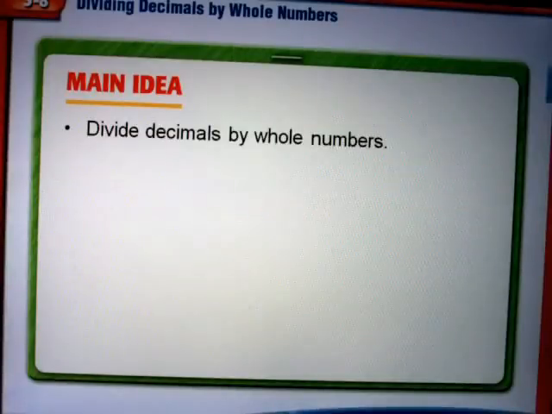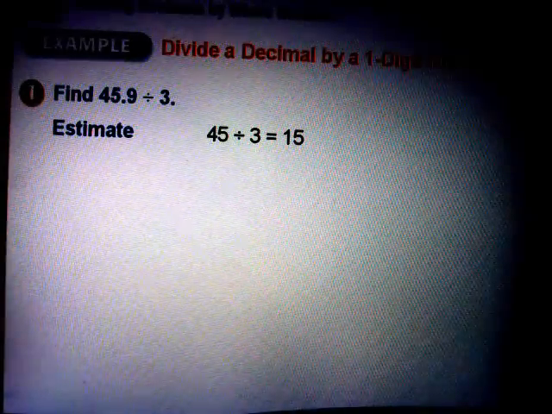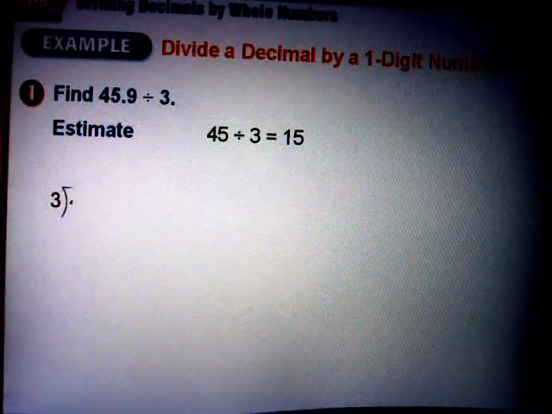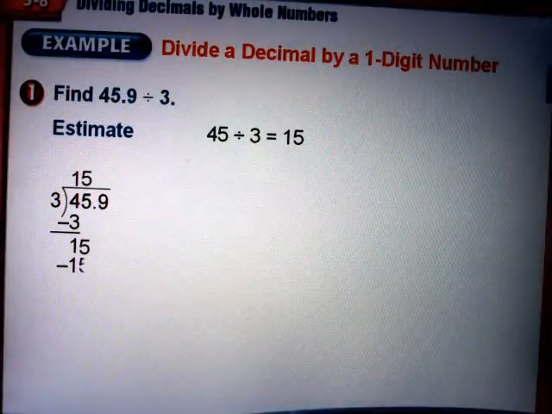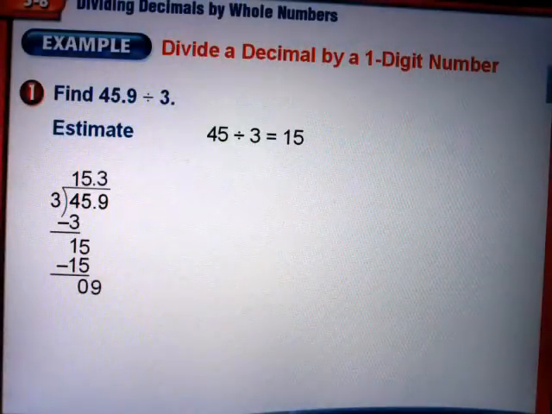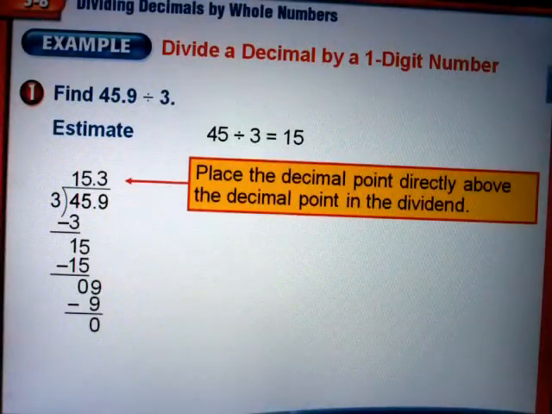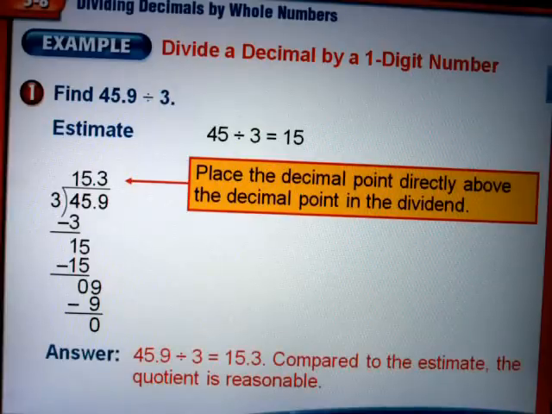Alright, so now today we're going to divide decimals by whole numbers. So we're going to divide 49 and 9/10 divided by 3. So first thing we're going to do is estimate. It kind of gives us an answer of what our quotient is going to be. So I go through the algorithm, and I just divide like I'm dividing with whole numbers. And then I just make sure that I place the decimal point directly above the decimal point in the dividend. So now, when I compare my quotient to my estimate, it is reasonable.